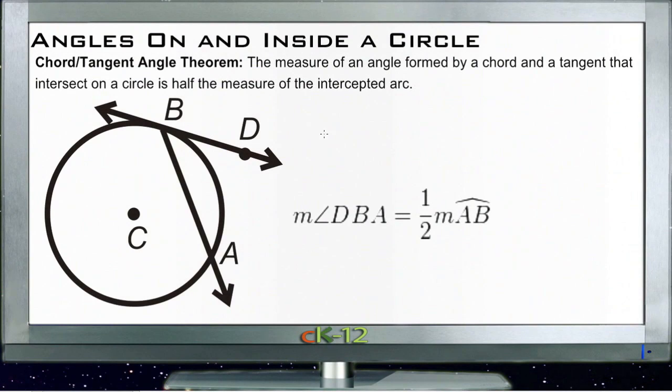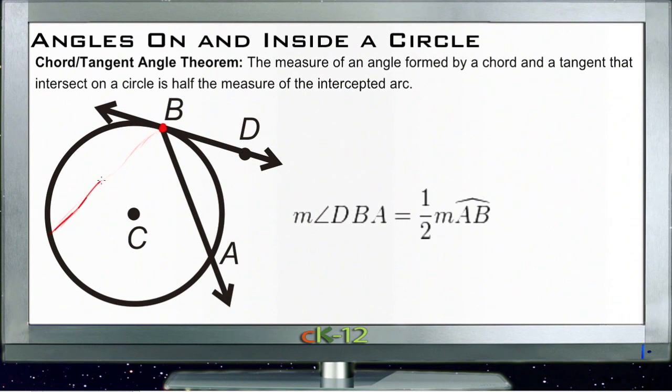For angles on and inside a circle, there's a couple of theorems we're going to deal with. An angle that's on a circle means that it's an angle that has a vertex at the edge of the circle, that's on the line of the circle. And then of course an angle inside a circle is one like we talked about before, like an inscribed angle.